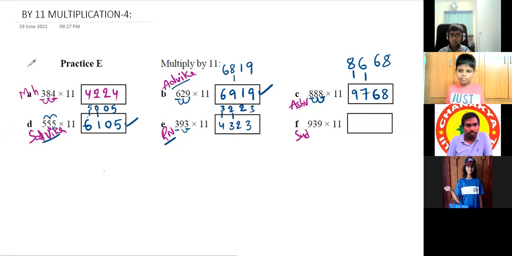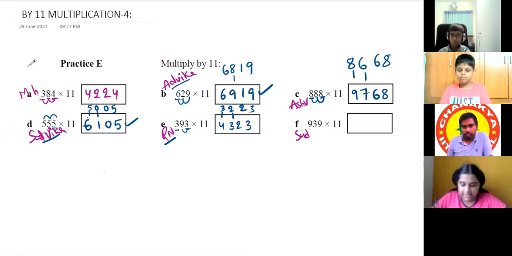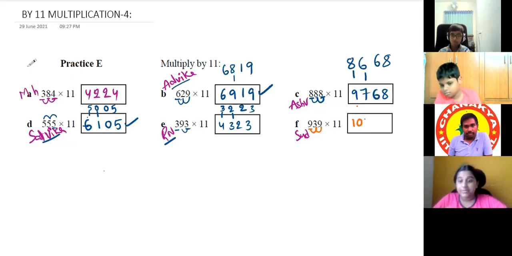Sir, here if we add, 9 will come as it is, but as there is a carry in the last, it is going to be 10. 9 will become 10. Yeah, sir. Then again, sir, 9 plus 3 is going to be 12, and number 2. And again, the next place is carry. That's why 2 becomes 3, sir.